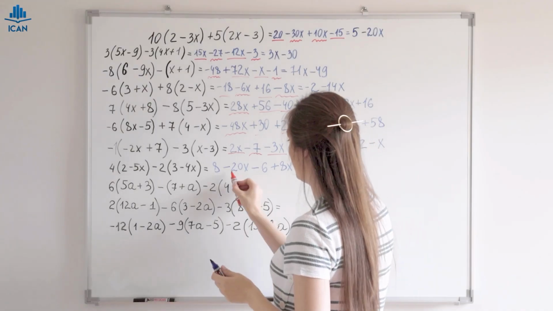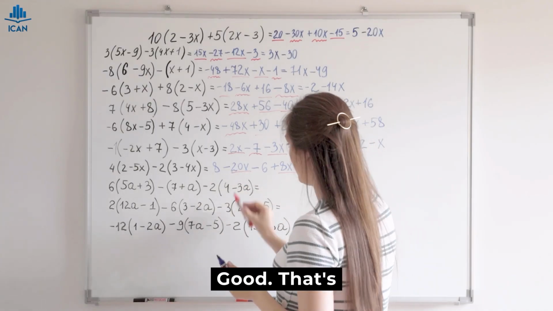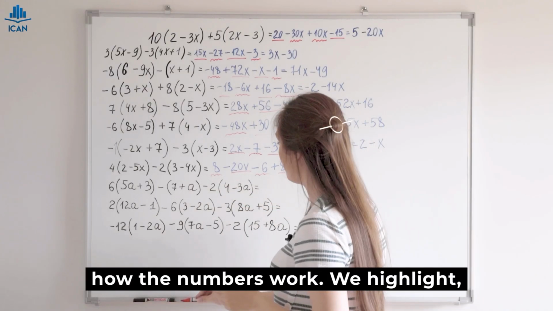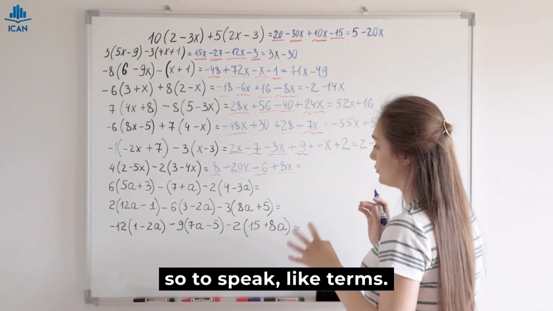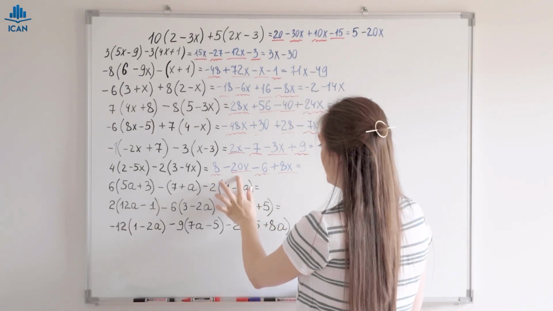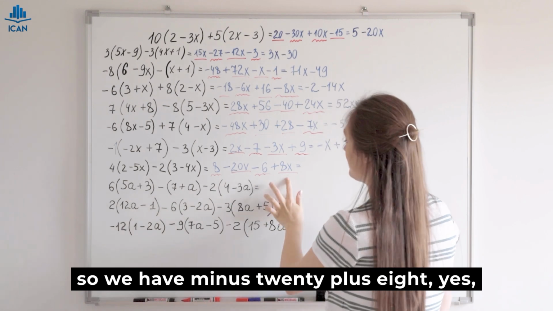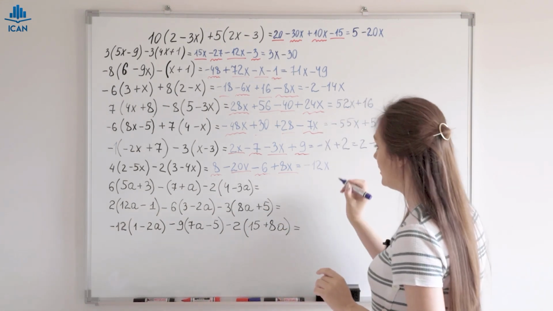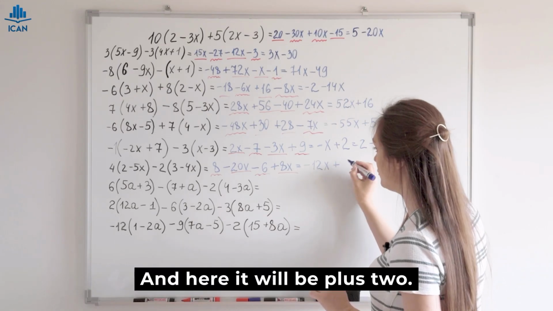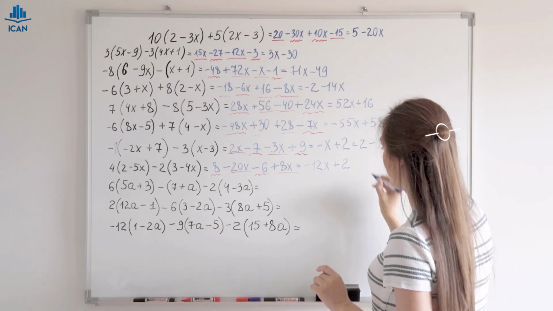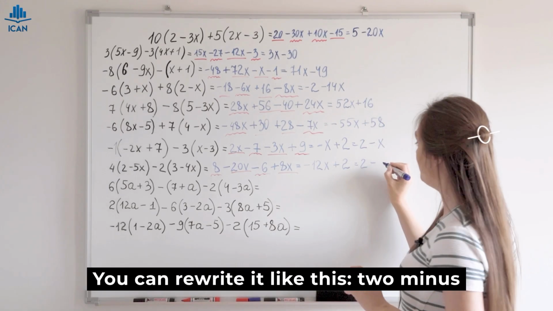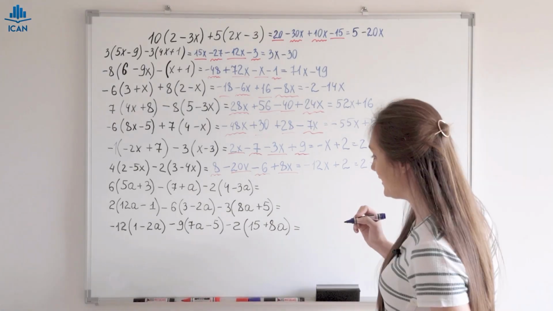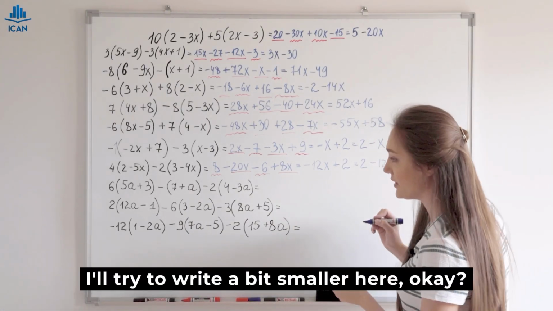Good. That's how the numbers work. We highlight, so to speak, like terms. So we have minus 20 plus 8, which gives us minus 12x. And here it will be plus 2. You can rewrite it like this, 2 minus 12x. I'll try to write a bit smaller here, okay?